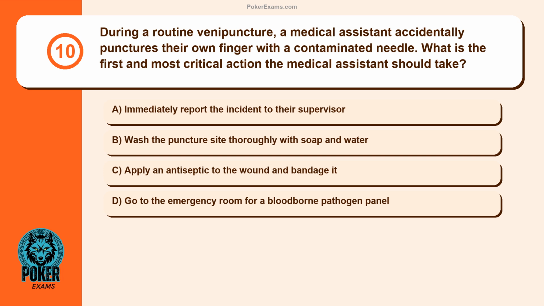Question 10. During a routine venipuncture, a medical assistant accidentally punctures their own finger with a contaminated needle. What is the first and most critical action the medical assistant should take? Immediately report the incident to their supervisor. Wash the puncture site thoroughly with soap and water. Apply an antiseptic to the wound and bandage it. Go to the emergency room for a bloodborne pathogen panel.